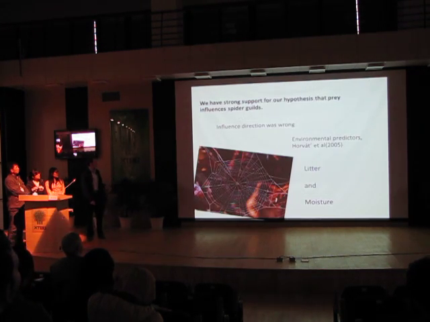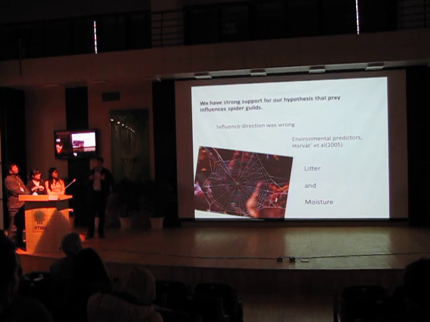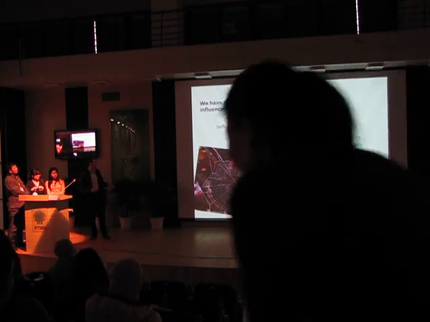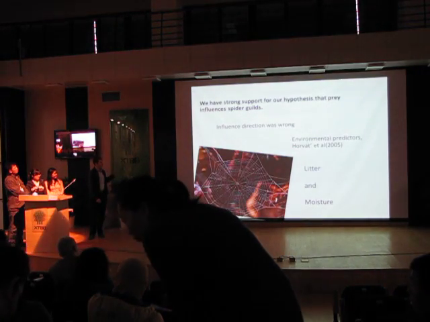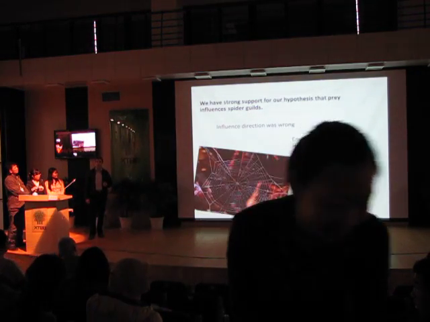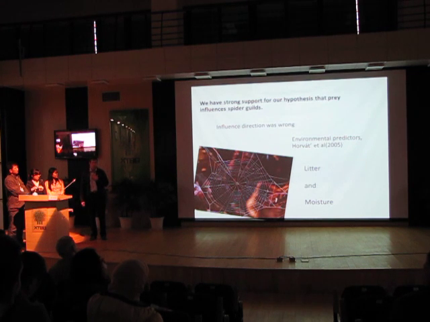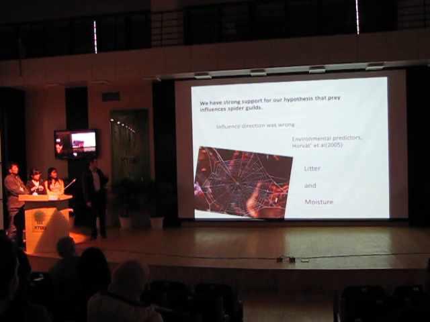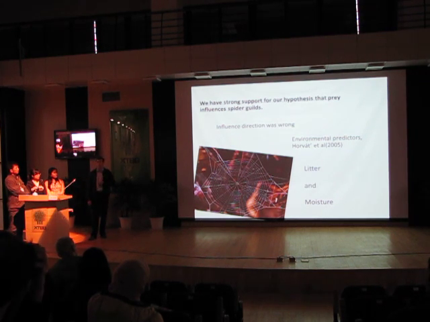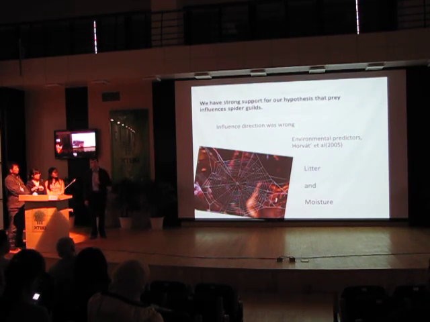In conclusion, we have fairly strong support that prey influences our spider guilds. Our prediction of how that influence exists was very wrong, but we can also say that environmental factors are a little bit important. And two of those factors that work well in our models are litter depth and moisture. Specifically, litter for wanderers and moisture for web builders.